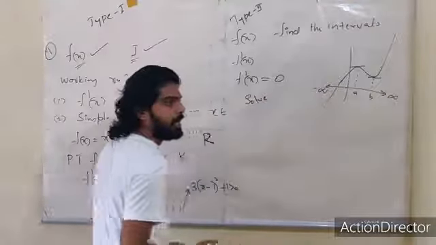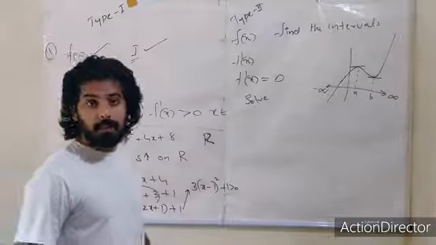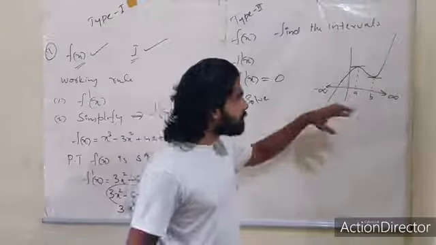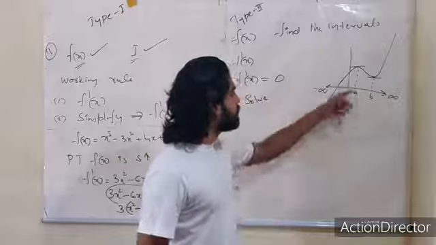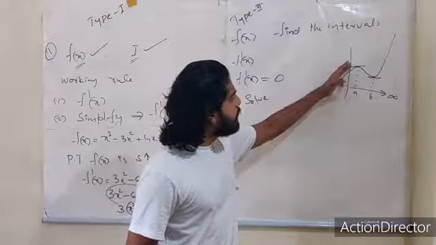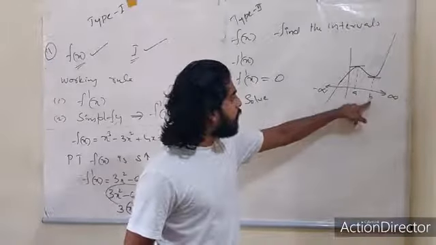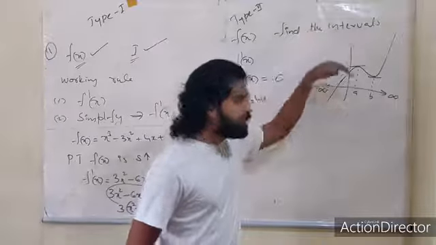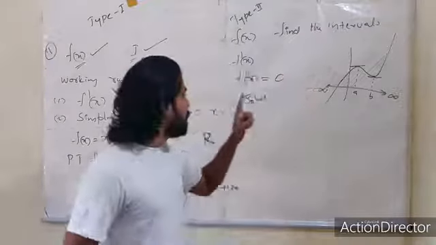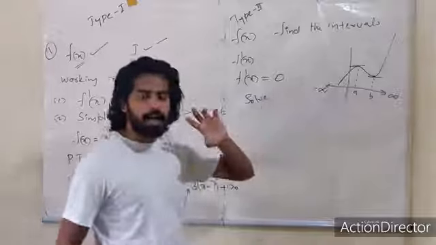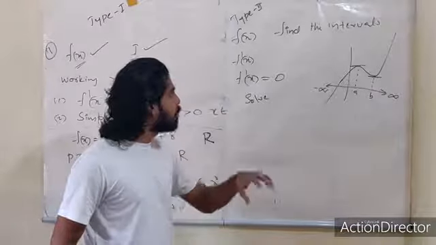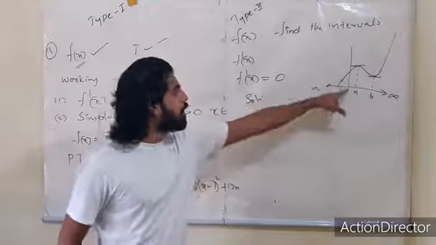These points are said to be critical points or turning points. At these points, the function trend is changing. Till this point, it was increasing and then it started decreasing. And till this point B, it was decreasing, then it started increasing. So we can find these points by differentiating the function, equating it with 0, and solving.